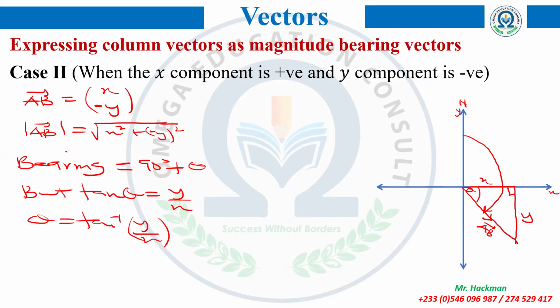Will the bearing always be of B from A, or will it change? Your vector here is AB, so all that you are doing, the reference point is A. If you are taking the distance, it is the distance from A to B, that's the direction. If you are taking your bearing, it will be the bearing of B from A. So for all of them, your reference point is A.